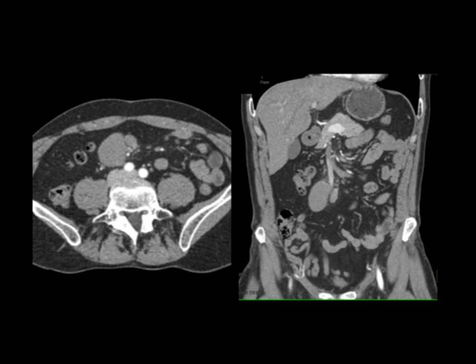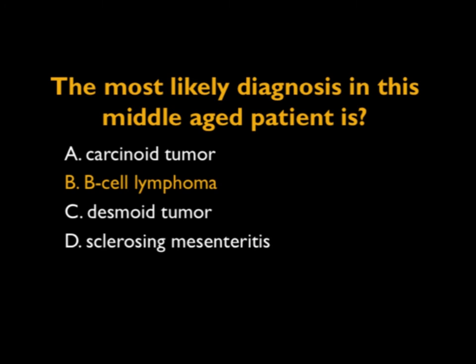Sclerosing mesenteritis is usually irregular, 70% or so, as with carcinoids, which do have calcifications, and often it's irregular. Here there's no vascular invasion. That's more common with both sclerosing mesenteritis and carcinoid tumors. Again, desmoid tumors are often tricky. They can be a bit hyper-enhancing because they're fibrous tissue, but the most likely diagnosis, particularly since there are 2 masses here, would be lymphoma, and this in fact was a B-cell lymphoma. Just a very, very nice example.